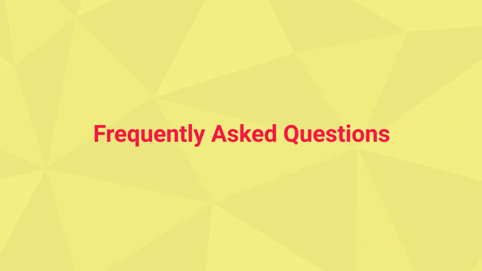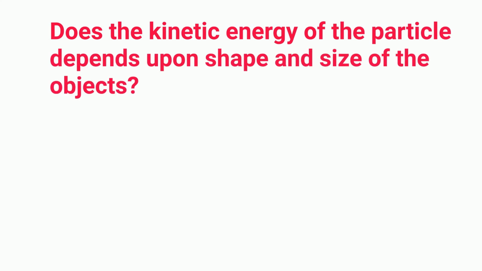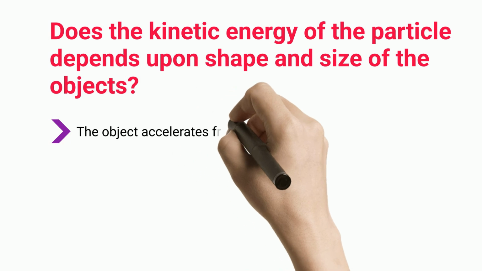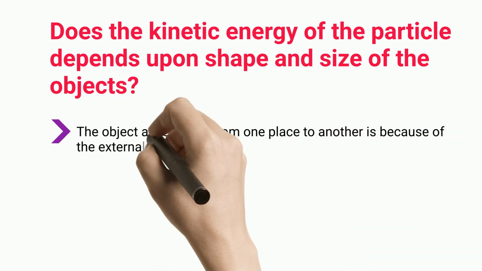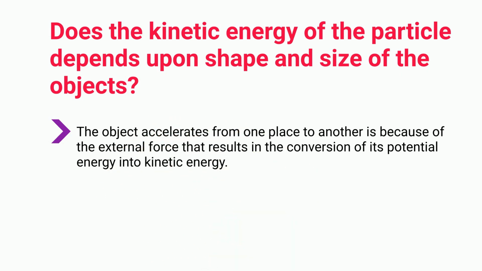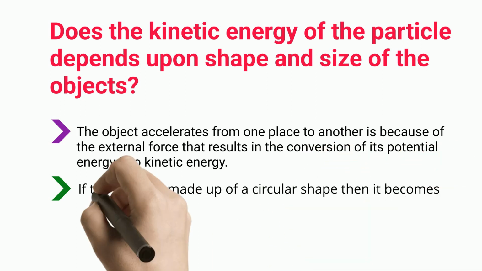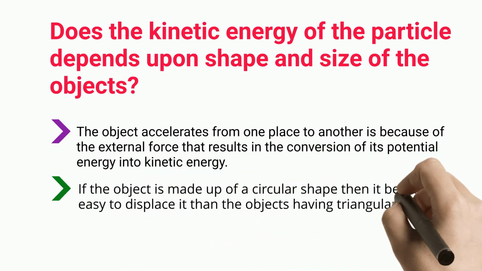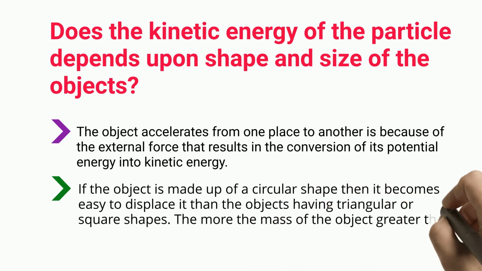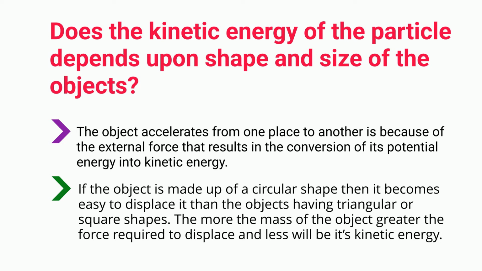Frequently asked questions. Does the kinetic energy of a particle depend upon the shape and size of the object? An object accelerates from one place to another because of an external force that results in the conversion of its potential energy into kinetic energy. If the object is circular in shape, it is easier to displace than objects having triangular or square shapes. The more the mass of the object, the greater the force required to displace it, and the less will be its kinetic energy.